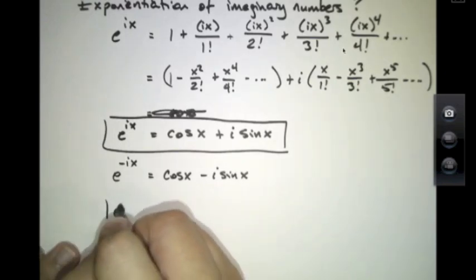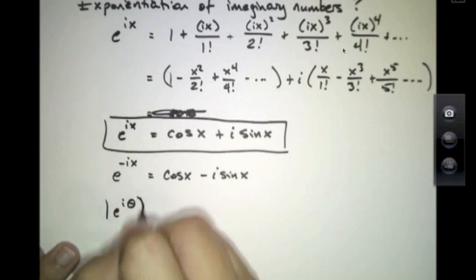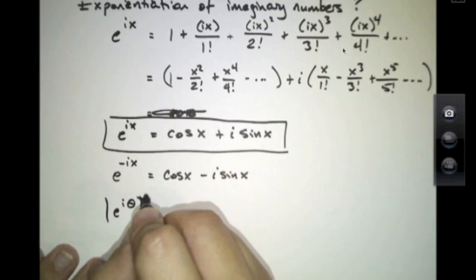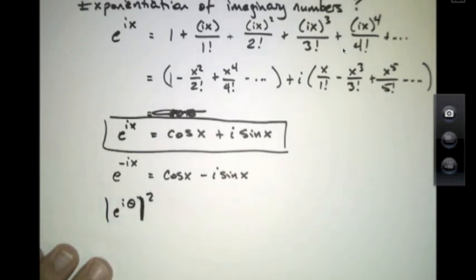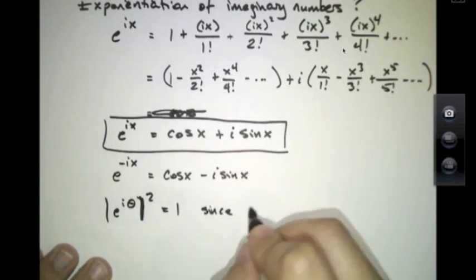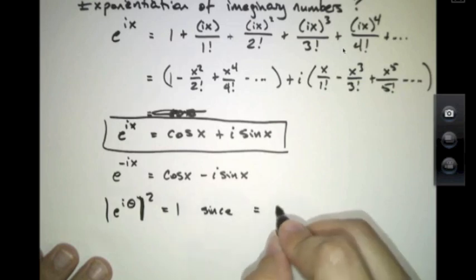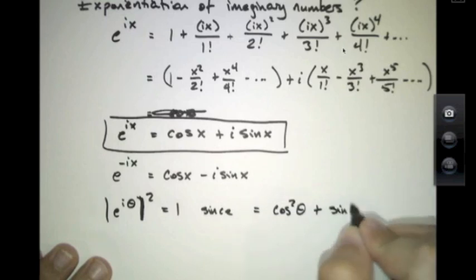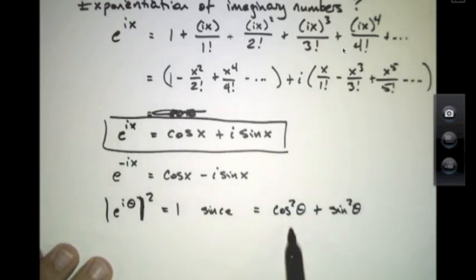Notice that the absolute value of something like e to the i x or e to the i theta will equal 1. And that's because this thing will equal the real part squared plus the imaginary part squared. So remember that cosine squared of an angle plus sine squared of an angle is always equal to 1. But that's actually comforting.